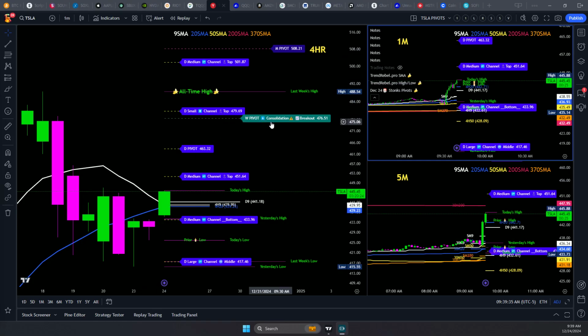But at this weekly pivot right here, we have a down consolidation area, which means that below this point, we should expect a lot of bouncing back and forth. So we should expect price when it gets up here. We should expect rejection and some consolidation right here. Only after we have confirmed breakout of this pivot do we expect to go upwards.